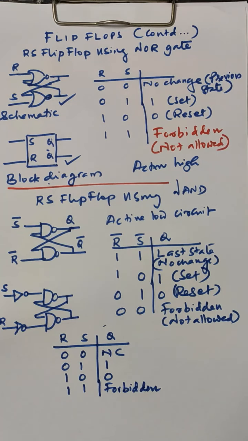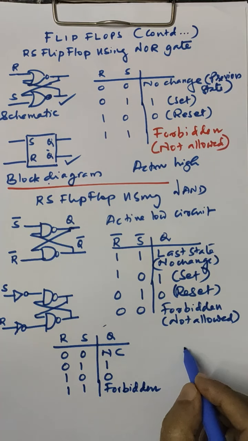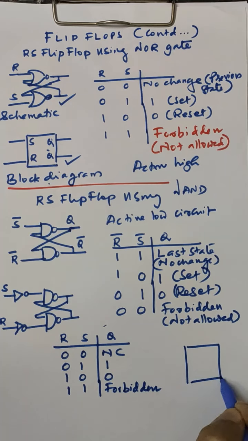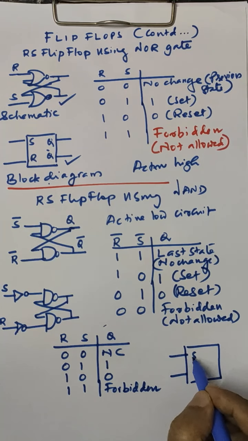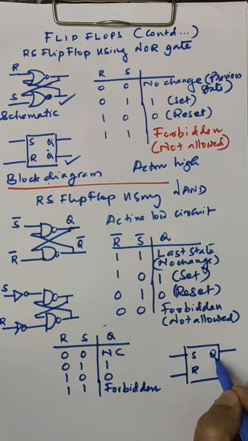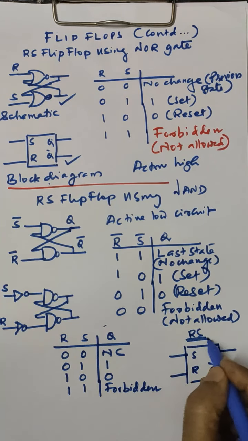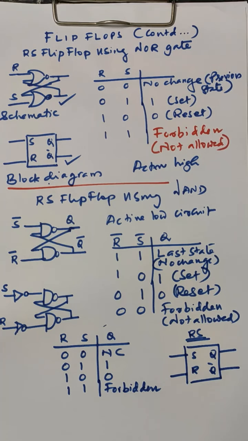Now we can say that this flip-flop is also an active high circuit, and we can represent this also with the common block diagram as S and R, Q and Q bar. So this is the block diagram of an RS flip-flop.